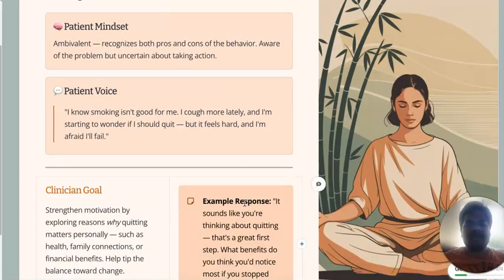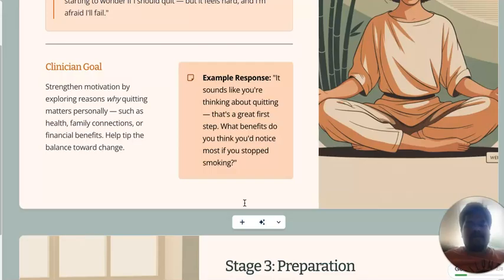As a clinician, you must give them motivation by exploring reasons why quitting matters personally, such as, if you quit, your health will get better, your family will be happier with you, there will be fewer family quarrels, and it also has financial benefits. These things must be your goal when you work with the patient.